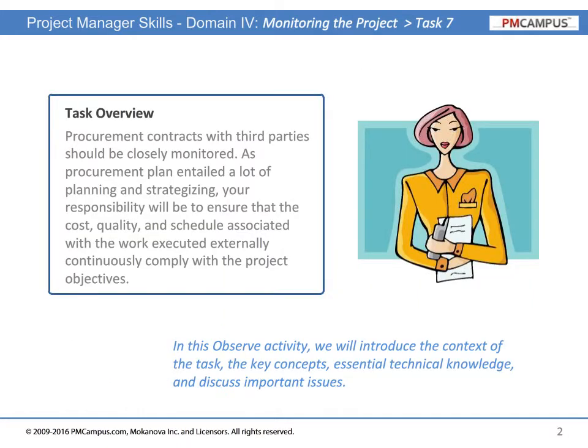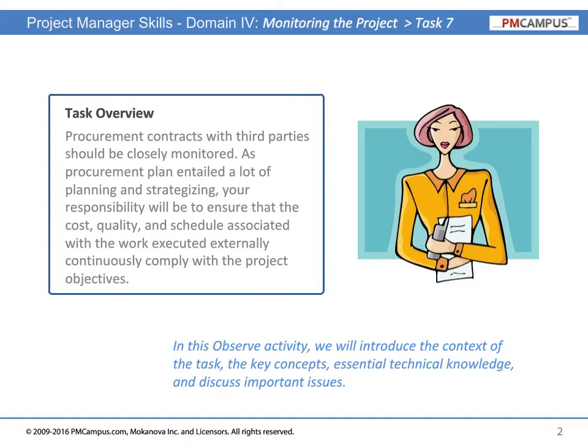Procurement contracts with third parties should be closely monitored. As the procurement plan entailed a lot of planning and strategizing, your responsibility will be to ensure that the cost, quality, and schedule associated with the work executed externally continuously comply with the project objectives.